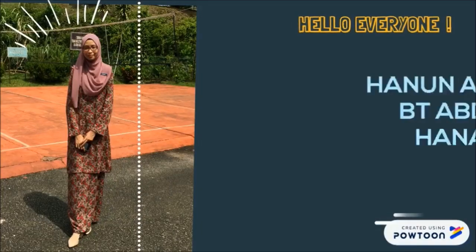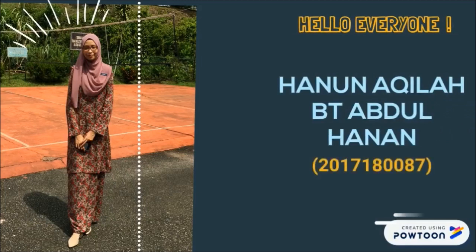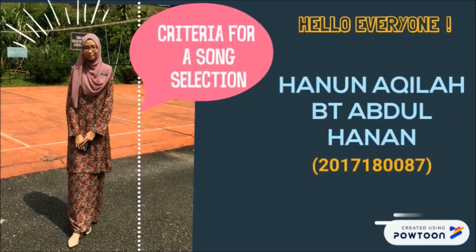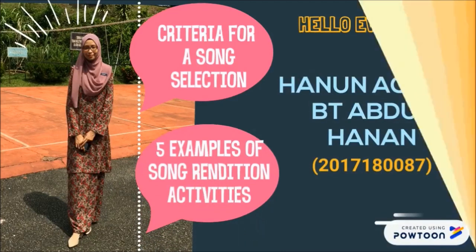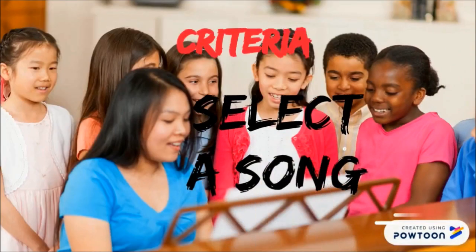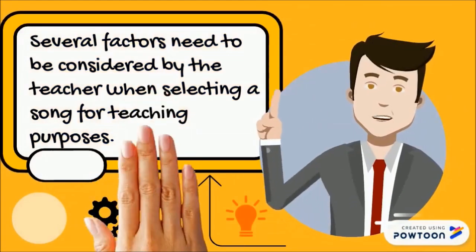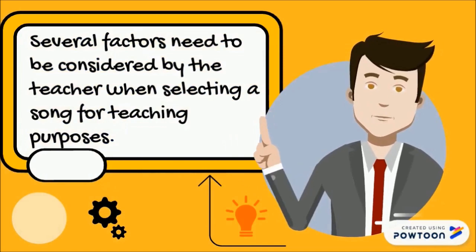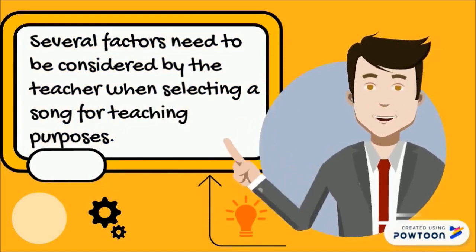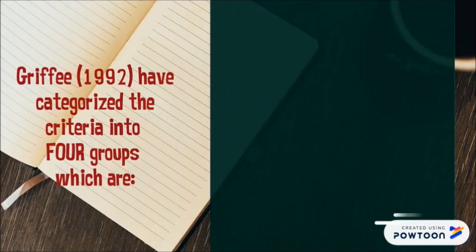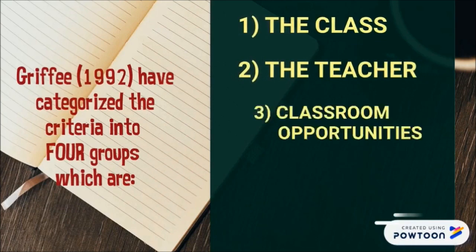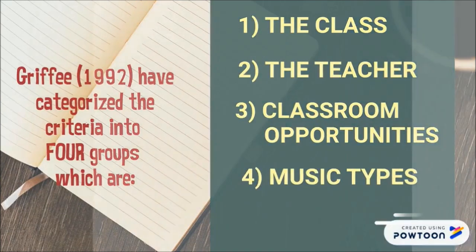Hello everyone, I'm Hanun Akila binti Abdul Hanan, and today I'm going to present to you the criteria for song selection and song-oriented activities in the ESL classroom. Let's look at the criteria to select a song for the ESL classroom. There are several factors that need to be considered by the teacher when selecting a song for teaching purposes. Griffee 1992 categorized the criteria into four groups, which are the class, the teacher, classroom opportunities, and music type.